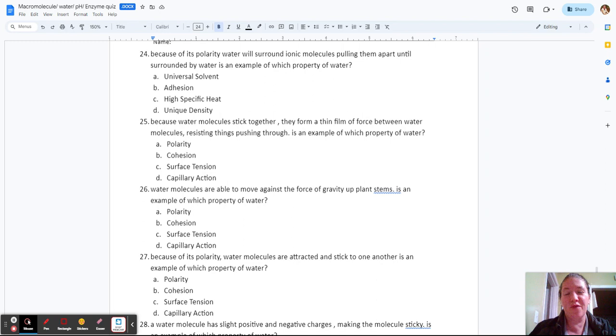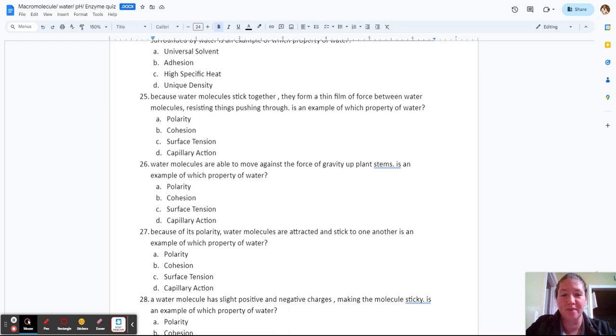All right, number 24, because of its polarity, water will surround ionic molecules, pulling them apart. This is water acting as a solvent. It's dissolving things. This is a universal solvent. All right, because water molecules stick together, so this is water to water, they form a thin film of force between water molecules that resists things pushing through. This, guys, is our surface tension. I also would take our cohesion there.